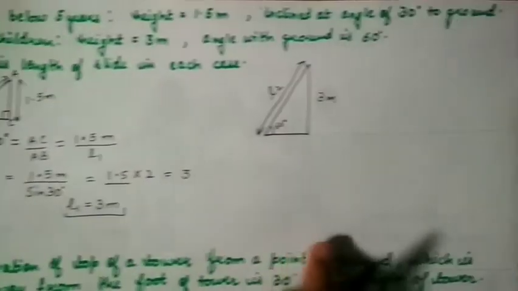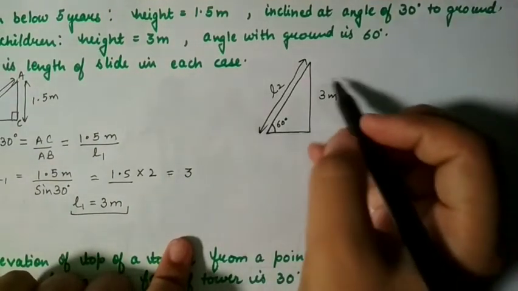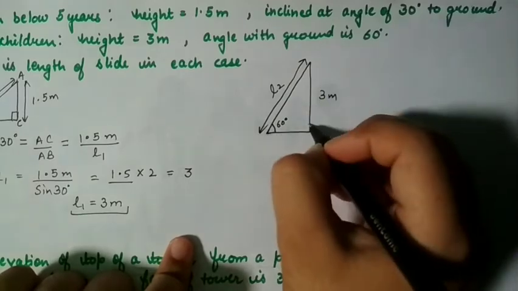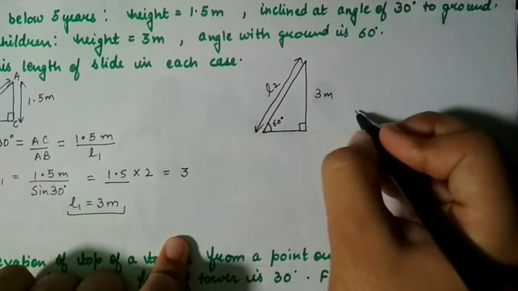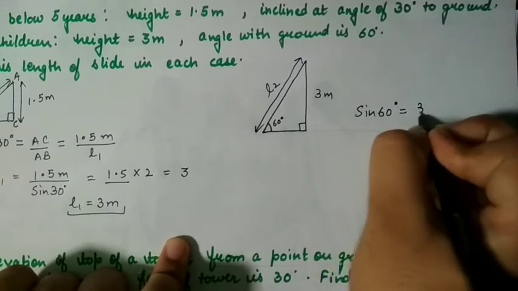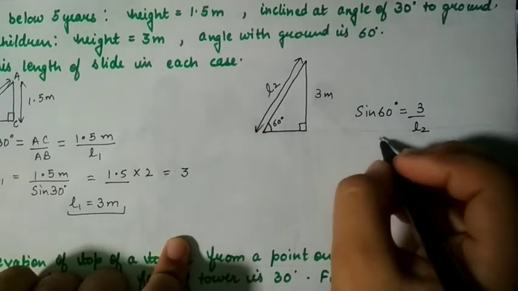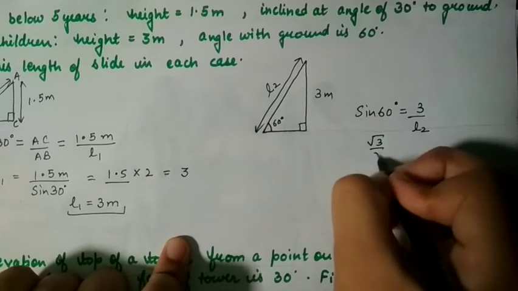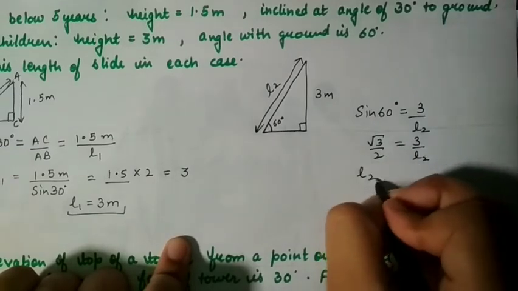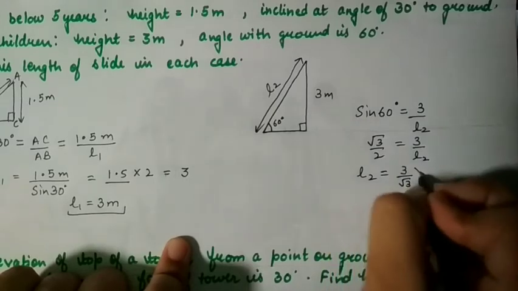Now let us find out the length of the second slide. Similarly, we will do here also. Perpendicular is given, hypotenuse is to be found, so we will use sine. So sine 60 degrees is equal to perpendicular, that is 3, upon hypotenuse, that is L2. So what is the value of sine 60 degrees? It is root 3 by 2. It is equal to 3 by L2. Cross multiply, L2 will be equal to 3 upon root 3 into 2.